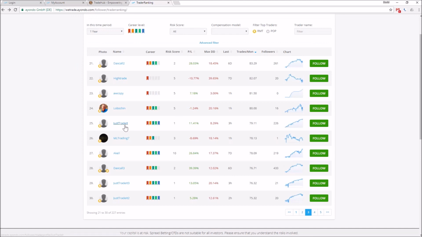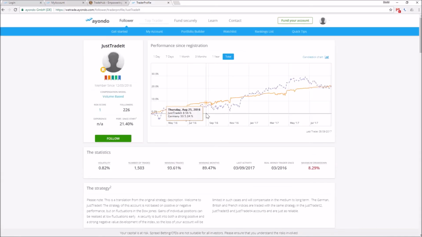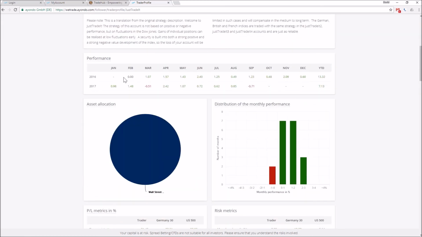I mean, this is another interesting one. Maybe Just Trade It. It seems to have a nice chart. Anyway, I'm not quite sure how long they've been trading for. Okay, a real money trader since March 2016, and again, 20% return, not to be sniffed at. Let's have a look at the monthly numbers. Not one losing month last year, didn't start till March, and currently in their second losing month for the year so far.